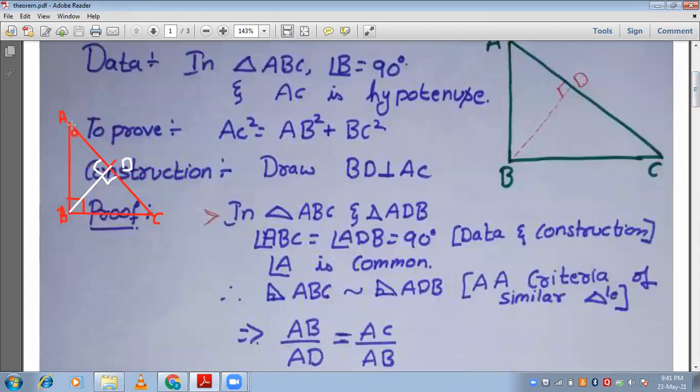Proof. I will take triangle ABC and triangle ABD. If you draw a perpendicular line, one whole triangle is divided into two parts. So in total, how many triangles are there? Three triangles. Which are they? Triangle ABC, triangle ABD and triangle BDC. First, I will take triangle ABC and triangle ABD. Now, I am separating these two triangles.